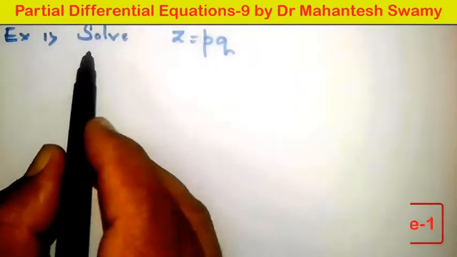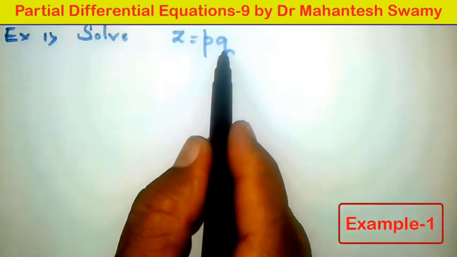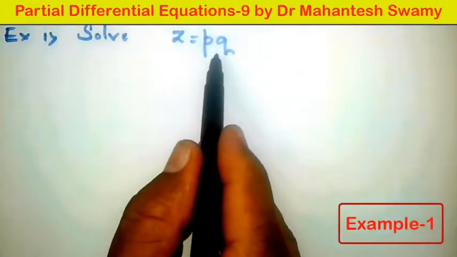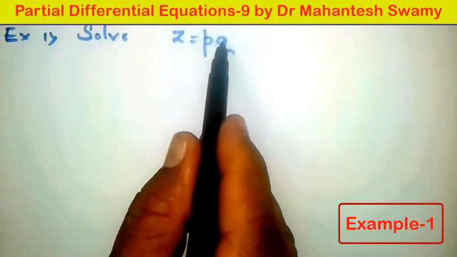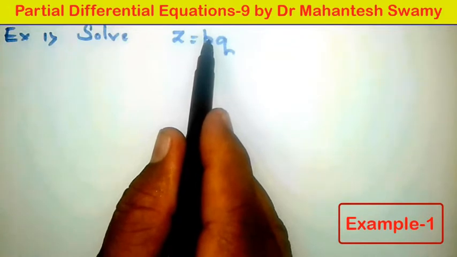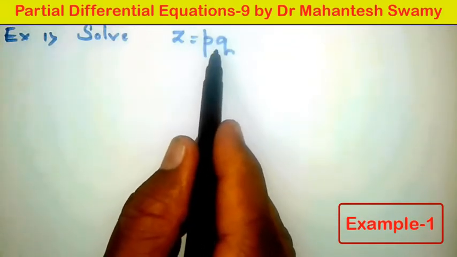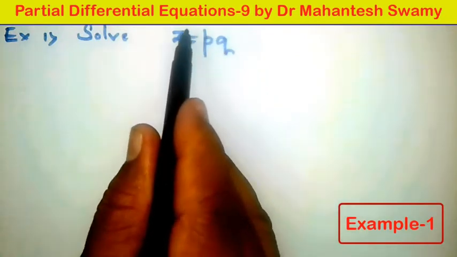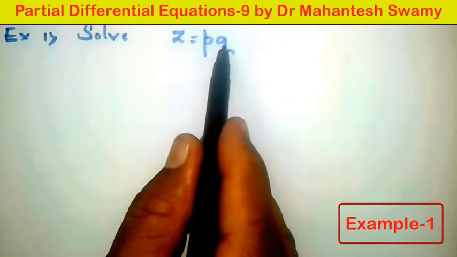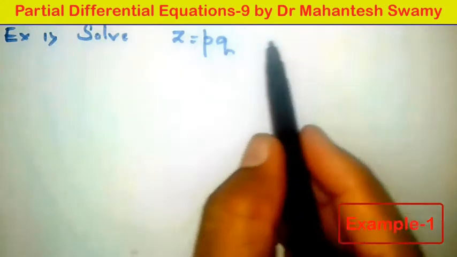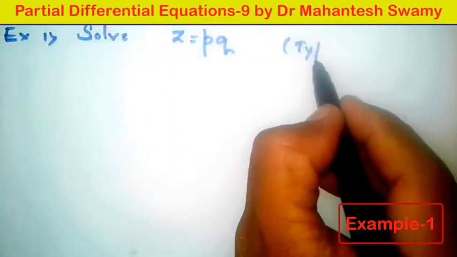The question here is to solve the PDE z equals p times q. The given PDE is non-linear because the p times q term is there, and it is first order because only the first order derivative terms, dou z by dou x and dou z by dou y, are there. So it is a first order non-linear PDE containing p, q and z. Therefore it is a first order non-linear PDE of type 2.